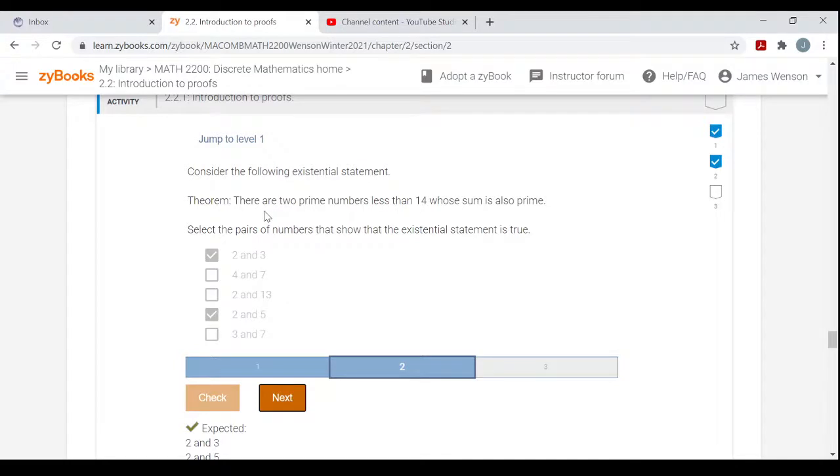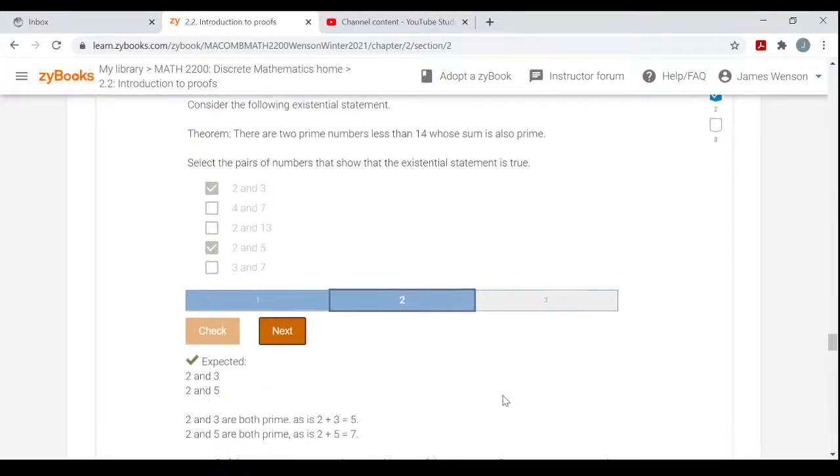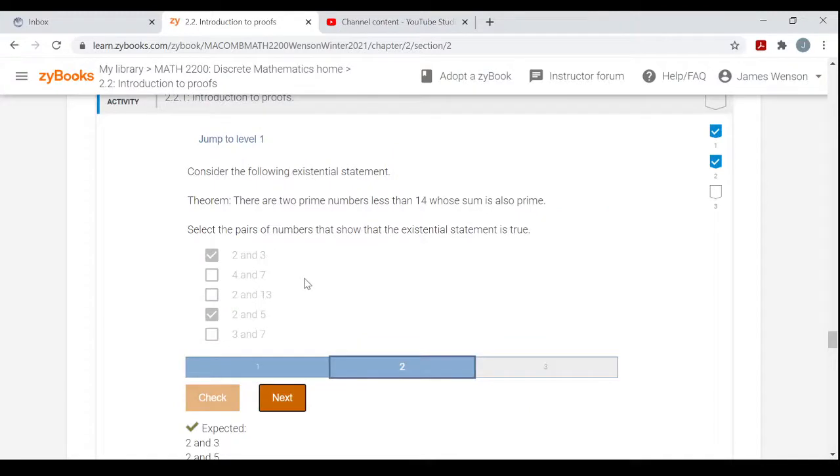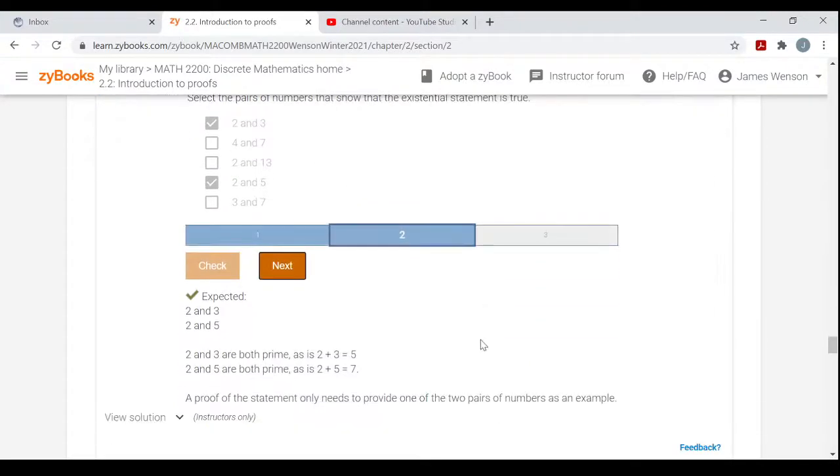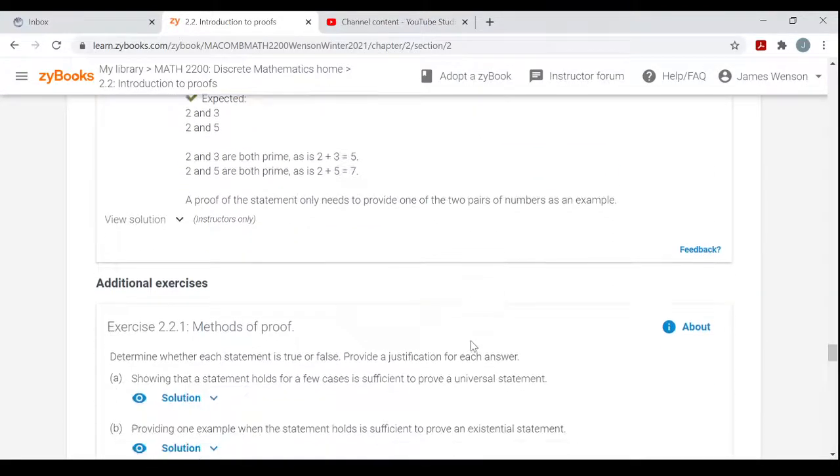Again, you only needed to find one. When they say there are two prime numbers less than 14 whose sum is prime, to show that that's true, you just need to find one pair, but they asked you for a couple. And you can do the last one. Again, you might be seeing different numbers than I am, or different orders of things. Just the way you go about them would be the same.